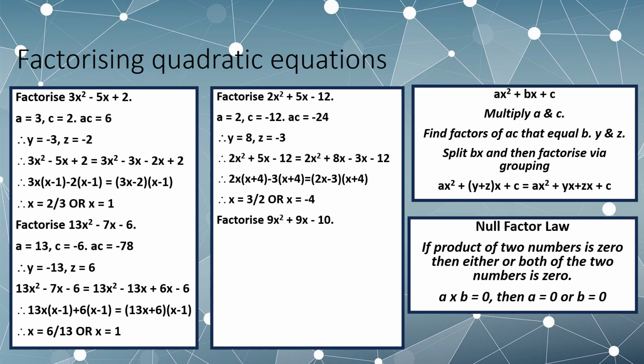Final example now for these ones. We have factorise 9x squared plus 9x subtract 10. So our A value is 9, our C value is negative 10, which makes AC, A multiplied by C, equal to negative 90. So therefore we have Y is equal to negative 6 and Z is equal to 15. Again, playing around with those bigger numbers in your calculator, and eventually you'll find some factors that are equivalent and add together to equal 9. So in this case, 15 subtract 6 gives us our 9 value.